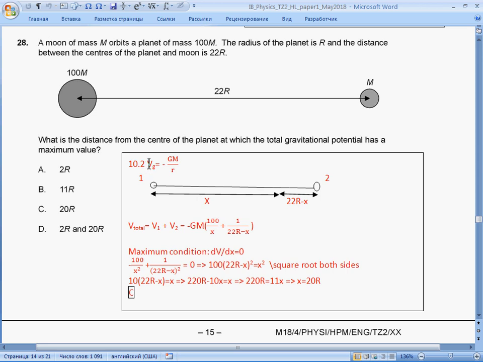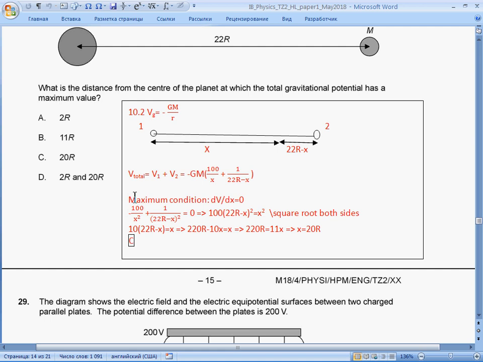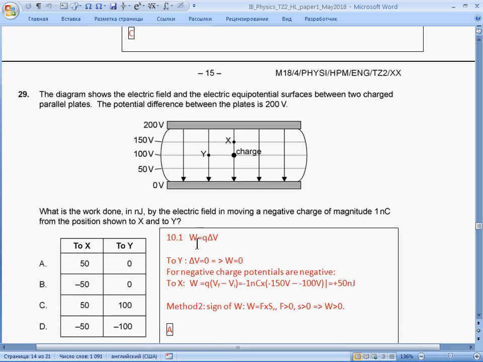Potential from each of these objects will be minus GM over r. Mass is different, distance is different. And this potential has extremes when the derivative equals 0. So I find the derivative and finally I get x equal 20R.